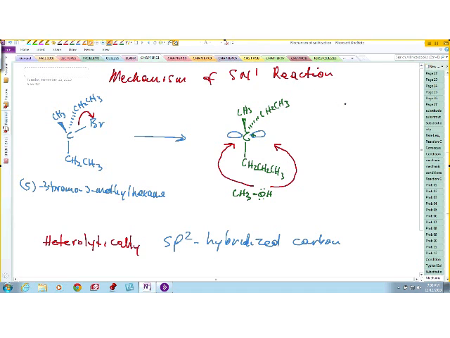So now you get this. Let us call this A attack and B attack. Attack from A, you end up with this here. That is from A. Then attack from B, you get this.